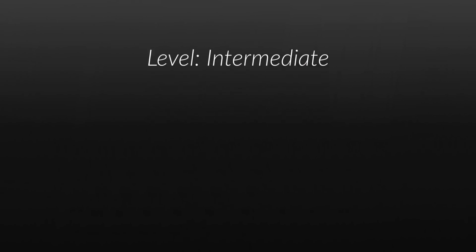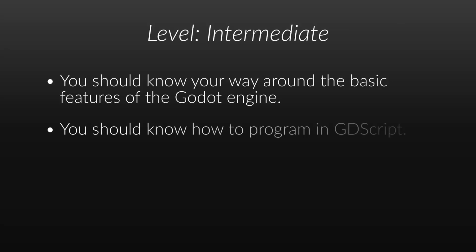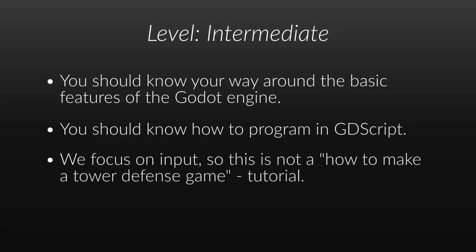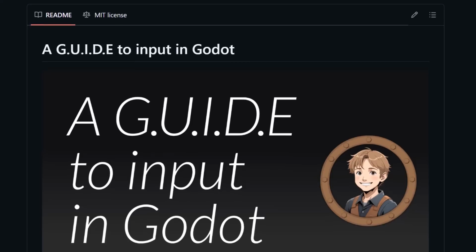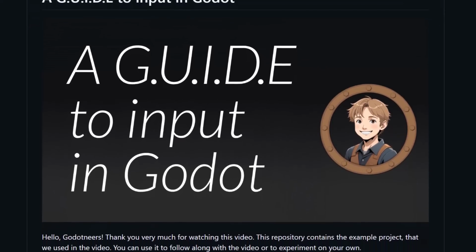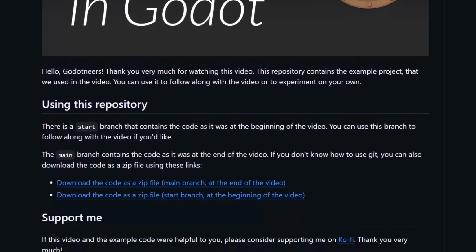This is an intermediate level tutorial. To make the most out of it, you should already be able to build something with Godot. So you should know the basic features of Godot like nodes, scenes, signals, auto loads, and of course the GDScript programming language. We're also going to focus mostly on the input part with G.U.I.D.E in this video, so this will not be a tutorial on how to build a tower defense game. If you would like to follow along with this video, you can download the example project that we'll use from GitHub. There's a link to this project down in the description.